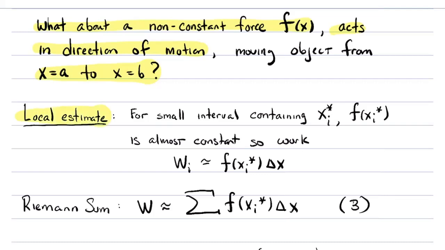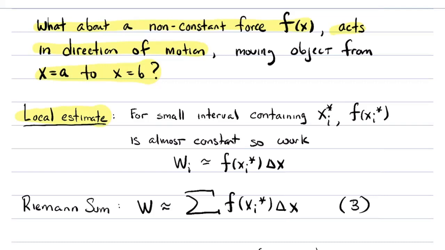make a local estimate. If you assume over a small piece of displacement that the force is approximately constant, that is, that it's a continuous function, then you can locally estimate the work, and then you can add those local estimates together to give an estimate.